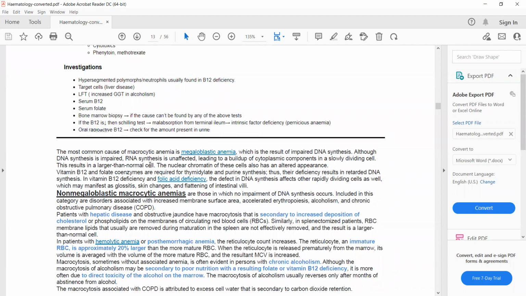And sometimes a test known as the Schilling test can be done to make a diagnosis of pernicious anemia. In the Schilling test, oral radioactive vitamin B12 is given to the patient, and then the amount that is excreted in the urine is checked. If there is no absorption of B12 in the terminal ileum due to intrinsic factor deficiency, all of this radioactive B12 will be excreted in the urine. So the amount given orally will be equal to the amount excreted in the urine. This is how we can confirm B12 malabsorption or pernicious anemia.